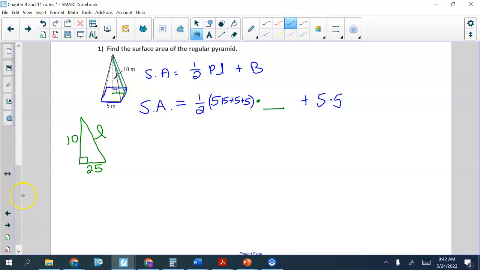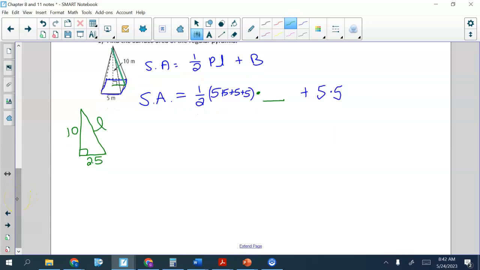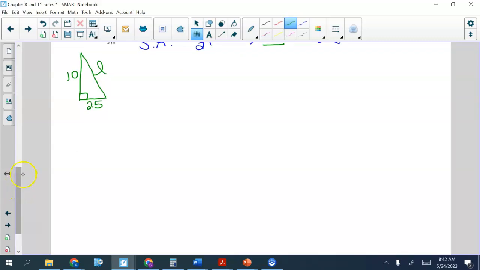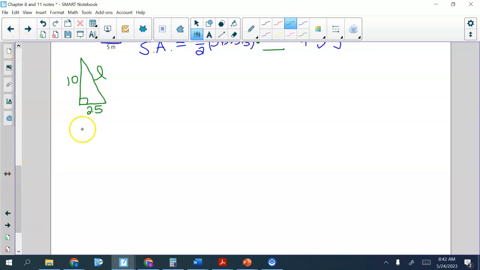So think about in a right triangle how we can find a missing side. We can do the Pythagorean theorem. So we can calculate a squared plus b squared equals c squared. So go ahead and do that on your calculator. Try to figure out what L is. You can leave it as a radical, or if you want to change it to a decimal, either way is fine.